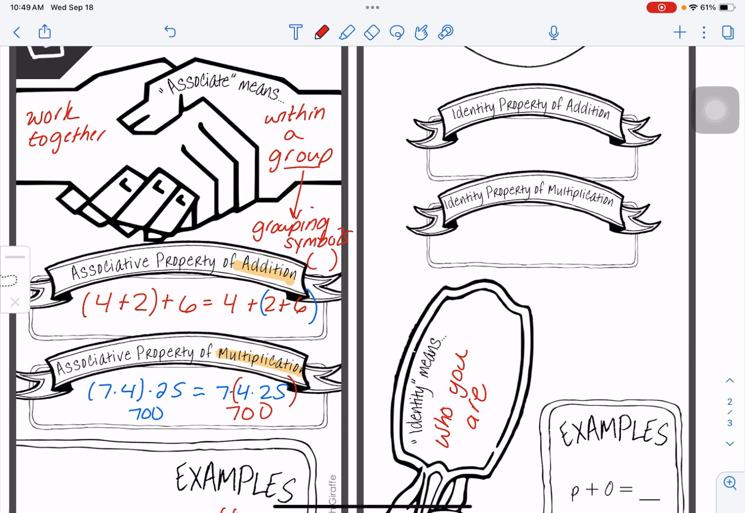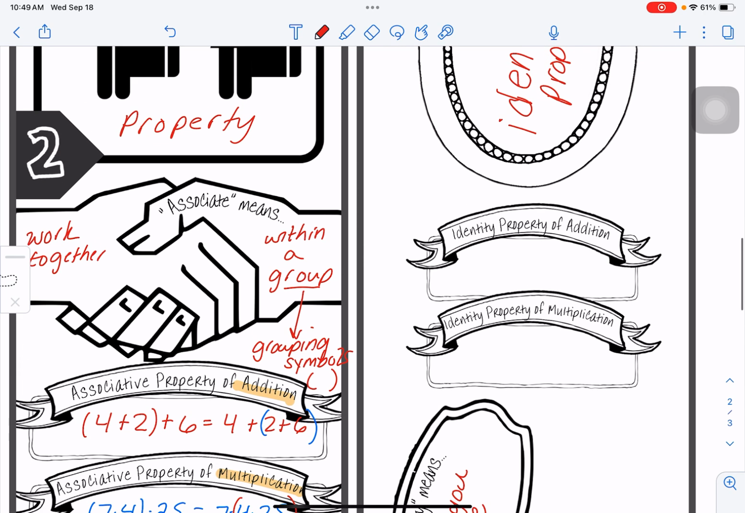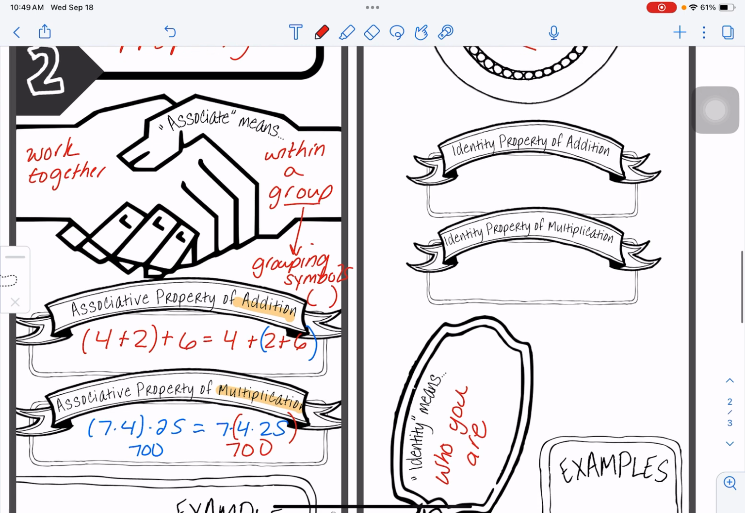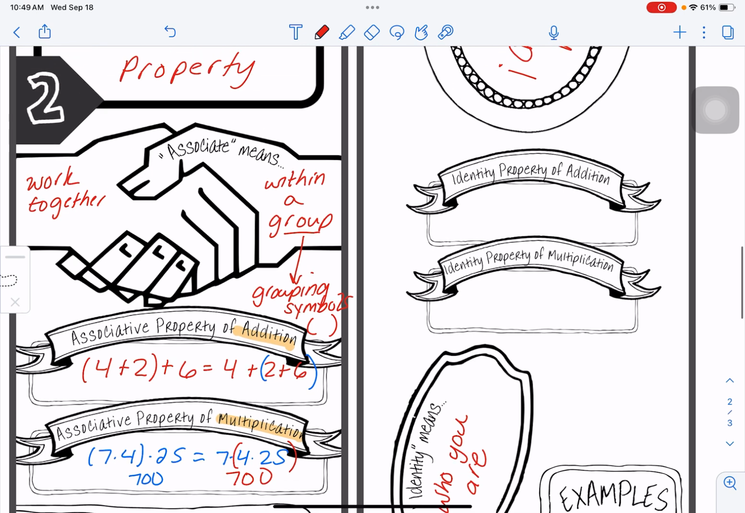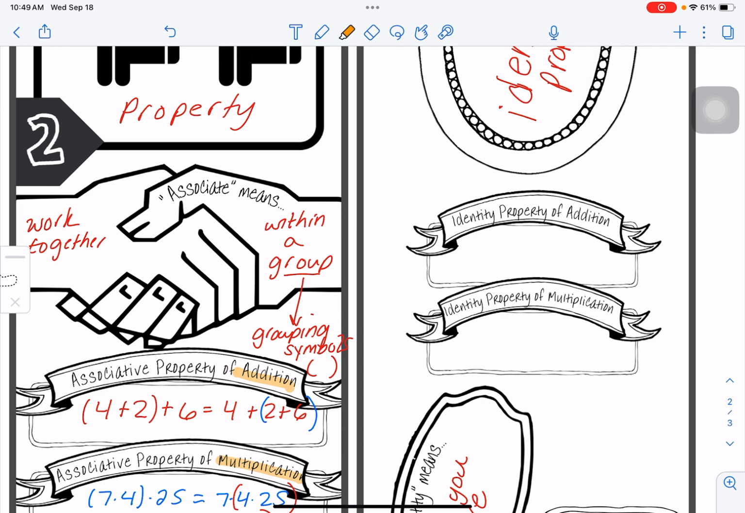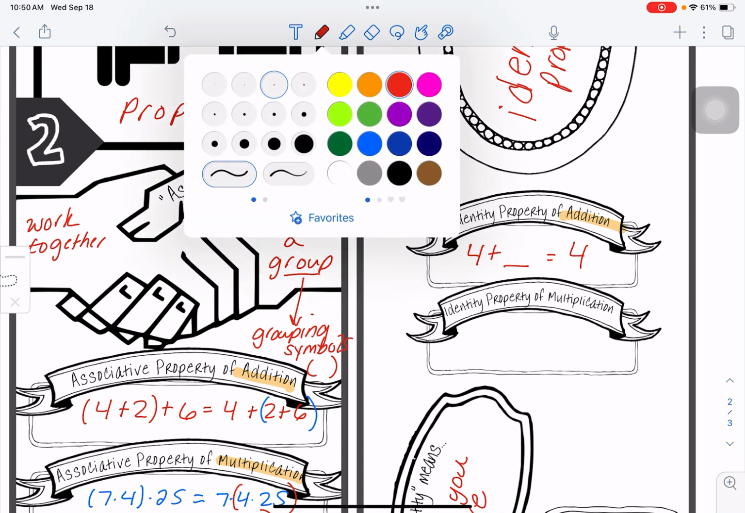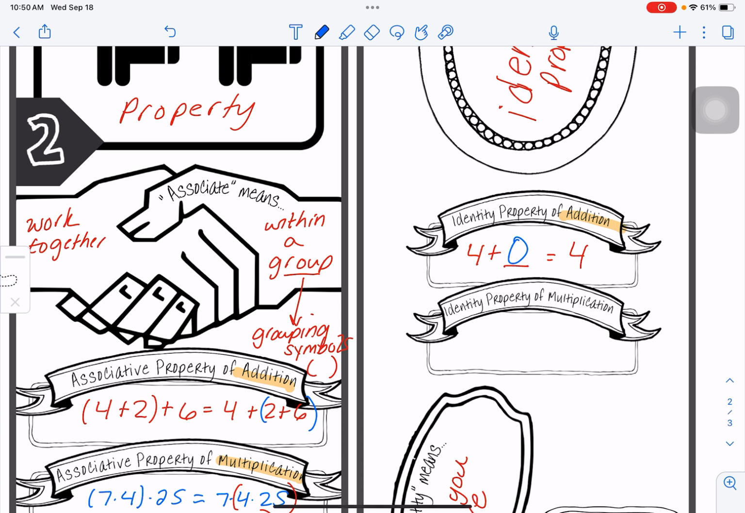So with the identity property, we want to think about what doesn't change who the number is or what the number is in a problem. So when we look at the identity property of addition, think about what can you add to a number that isn't going to change its identity? It isn't going to change who it is. If you said 0, you'd be correct. So basically the identity property of addition just says if you add 0 to a number, you're not going to change its identity. You're not going to change that number itself.